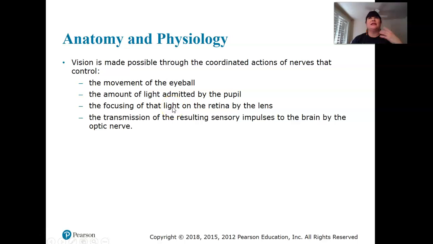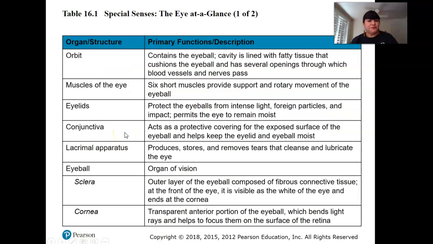Okay, so that gives us an idea of nearsightedness and farsightedness. If people can't focus the light correctly, then that's where the visual problems come in, right? Being farsighted and not being able to focus on stuff that's close by, or being nearsighted and not being able to focus on stuff that's far away. Transmission of the resulting sensory impulses to the brain by the optic nerve, so cranial nerve number 2.